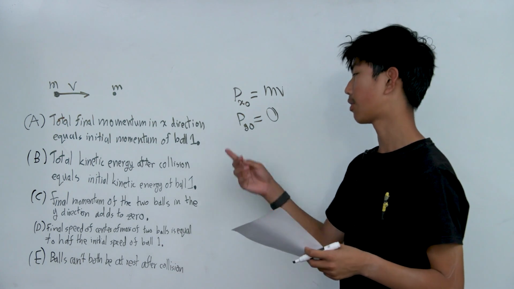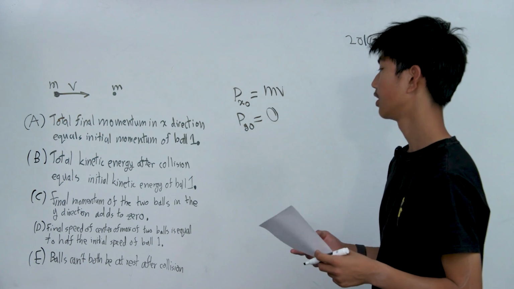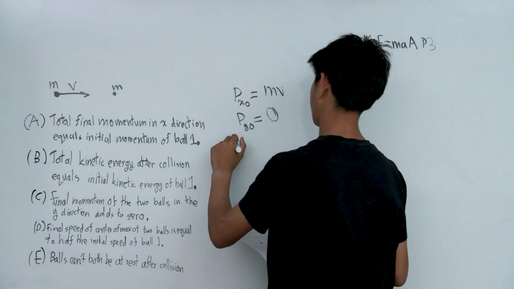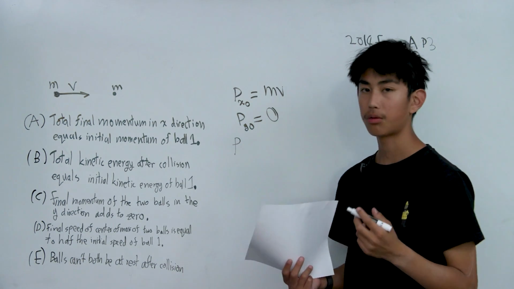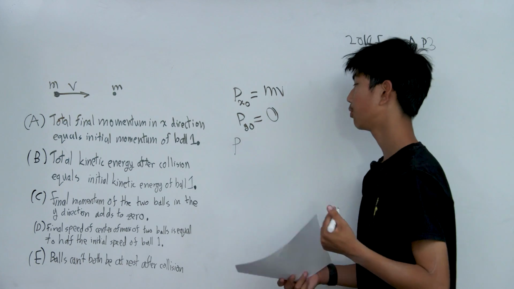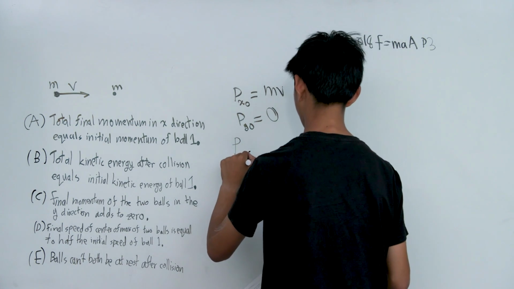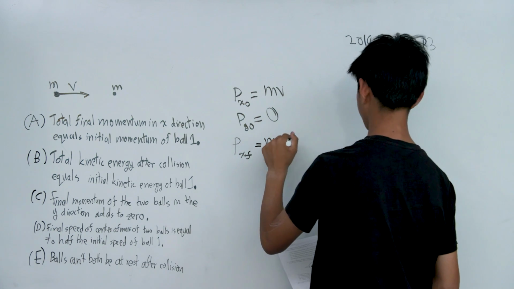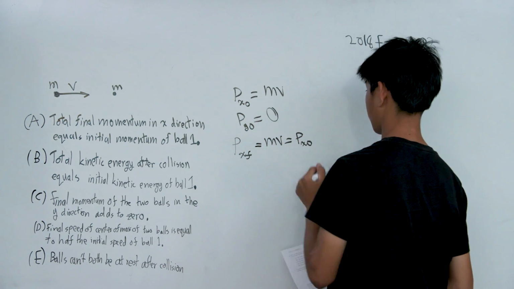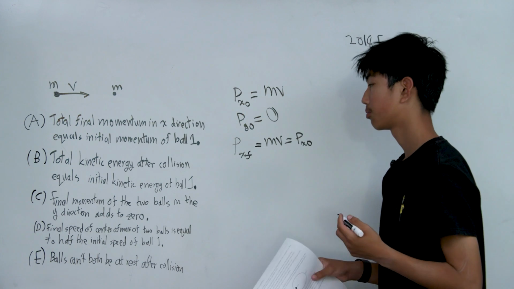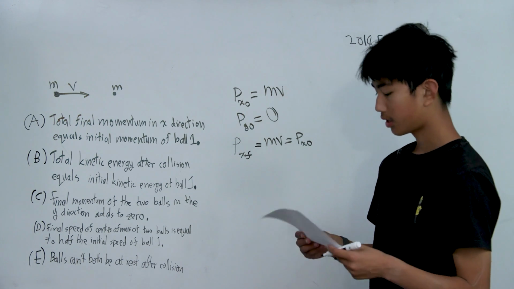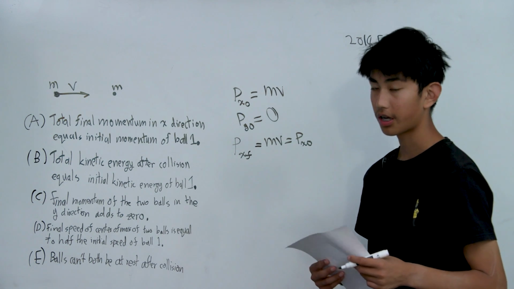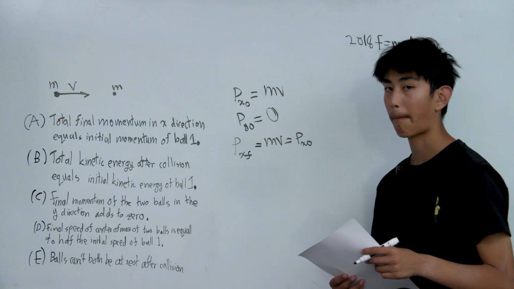It says the total final momentum in the x direction equals the initial momentum of ball 1. So we know that the total final momentum in the x direction would be P sub x final, which is mv, which also equals P sub x initial. So A is correct. Now, if we look at B, it says that the total kinetic energy after the collision equals the kinetic energy of ball 1.